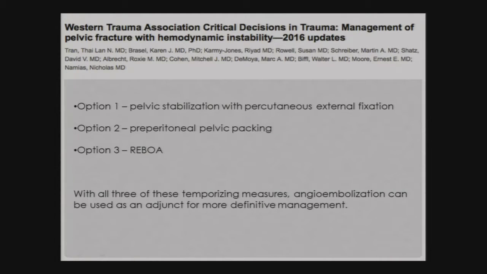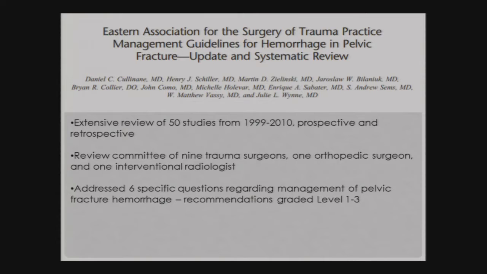Option 2 is preperitoneal pelvic packing, which I'm not sure I had the opportunity to see. I've heard of a couple cases where patients have had that done here. And then option 3, as we all know, is the REBOA, the resuscitative endovascular balloon occlusion of the aorta, and for pelvic trauma, you would land it in zone 3, just above the bifurcation of the aorta. All 3 of these are temporizing measures, and this paper touted angioembolization as being more of a definitive management option.